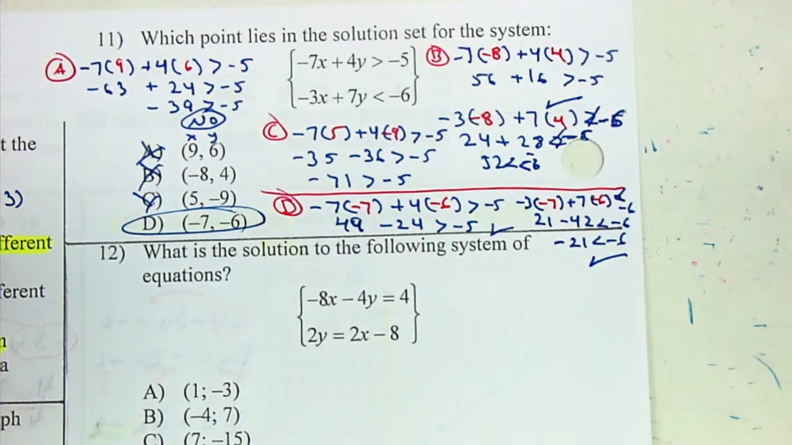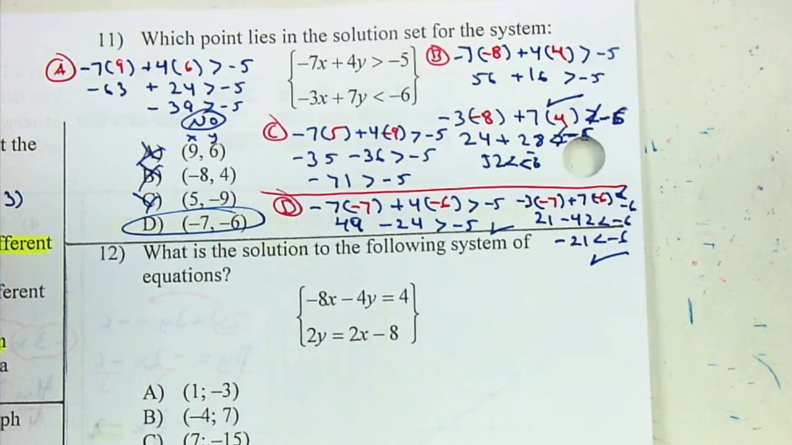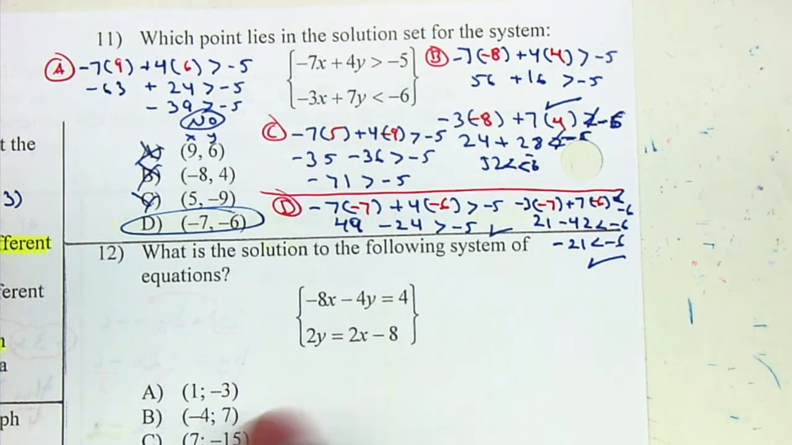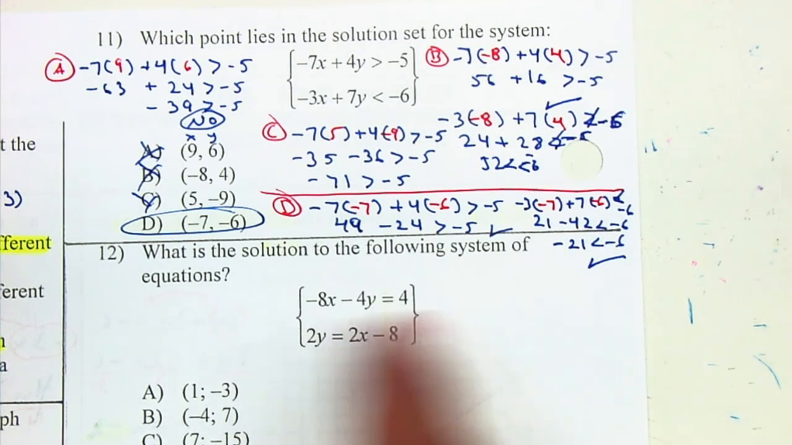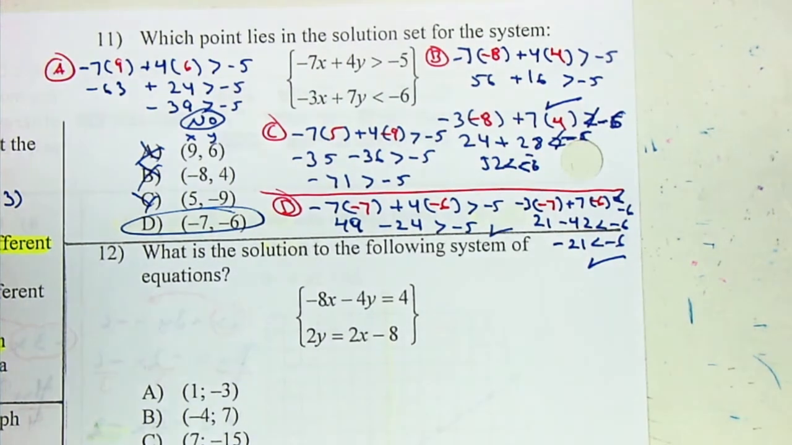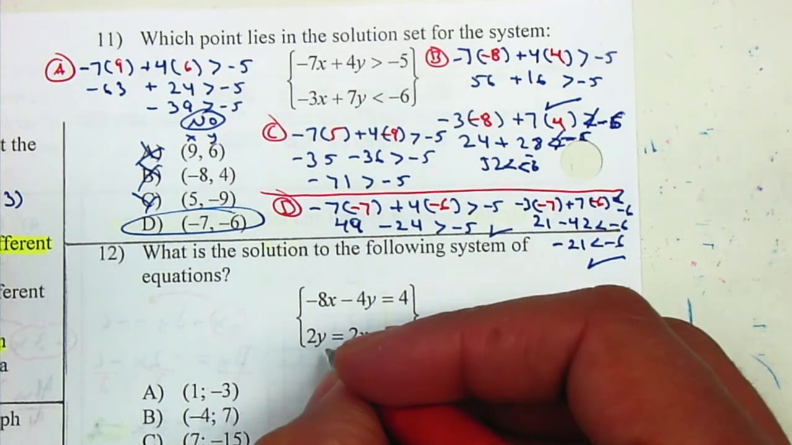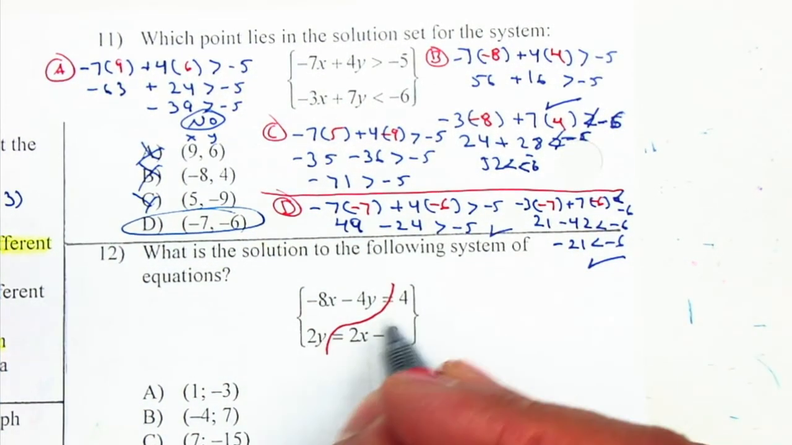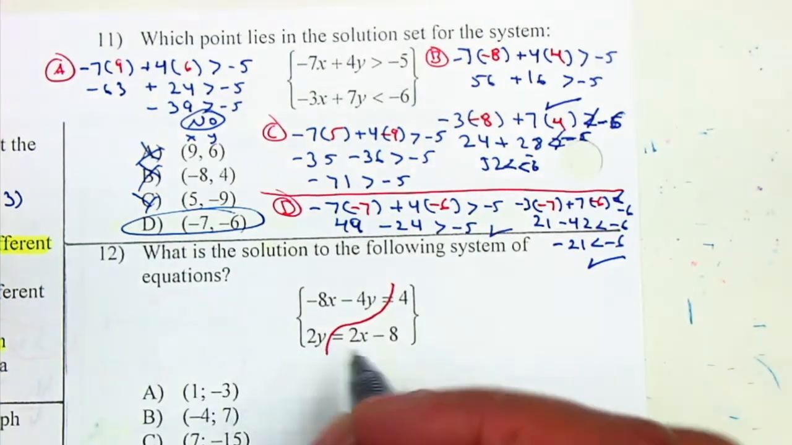Problem number 12. What is the solution for the following system of equations? You can do the same thing if you want. You can plug in the x and the y into each one of them to see if it gives you a true value for both. In this case, I'm just going to solve it. I'm going to do it by combination. If you notice, the first equation is in standard form, but the second equation is not.